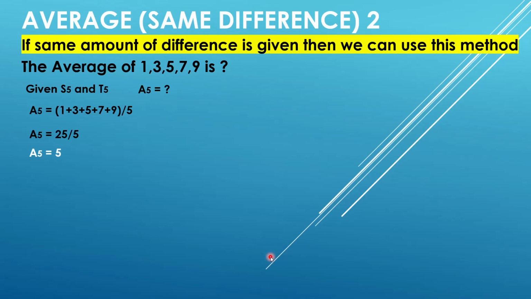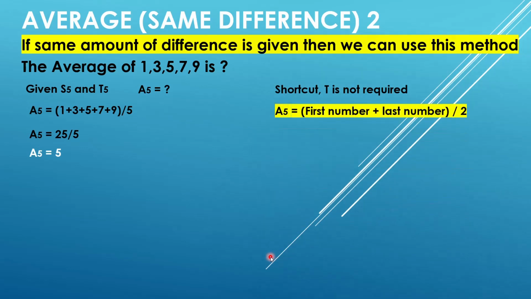Okay, so this is our normal method, but now we'll go with the shortcut. Here T is also not required. So how can we calculate? Always take the first number and the last number, add them, and divide by 2. That is the average, simply. You can apply this only if you see the same difference in all the numbers. If the difference is not the same, then you can't use this formula.